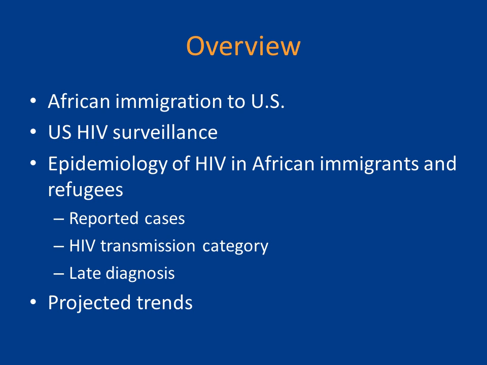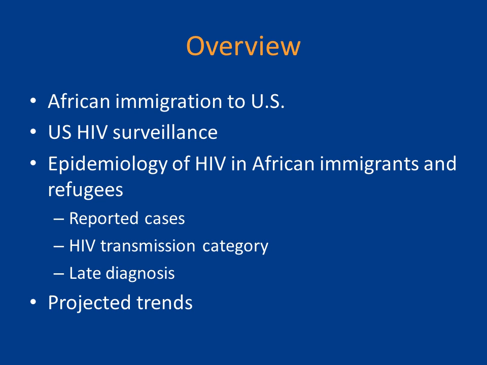I have a few bullets with an overview of my talk this morning. I'm going to highlight very briefly a few things about African immigration to the U.S. Then I'll talk a little bit about national HIV surveillance in the U.S. And then I'll take you on a very brisk walk through the epidemiology of HIV in the African population here in the U.S., including some information about what we know about reported cases and the number of cases, the HIV transmission category that's most often reported for African immigrants, and also trends and patterns with late diagnosis in this population. And I'll end with a few slides looking at projected trends in HIV in the African immigrant community in the U.S.